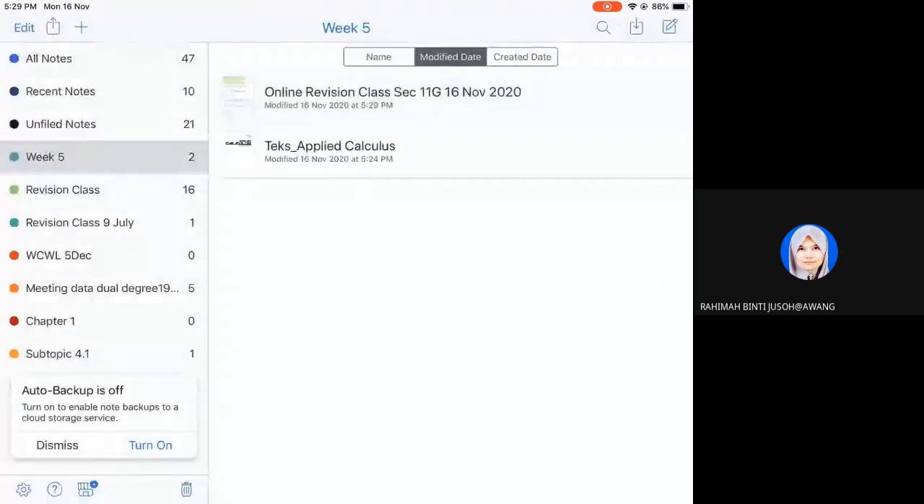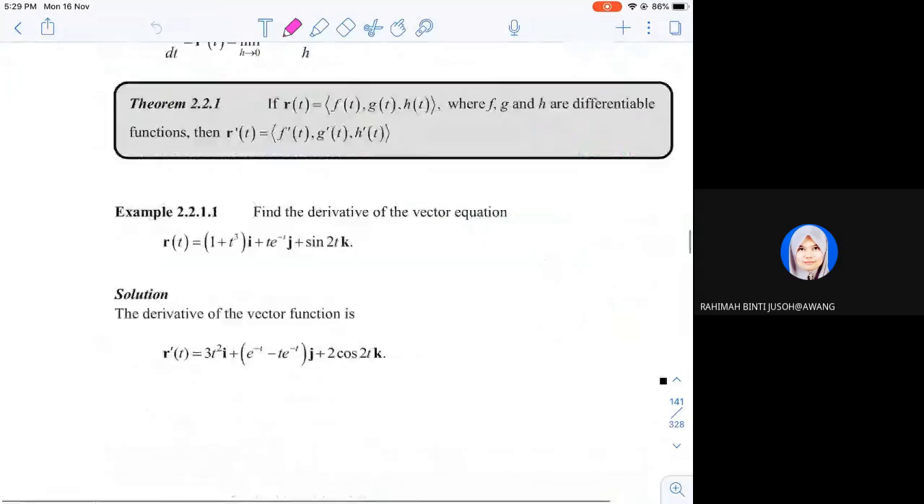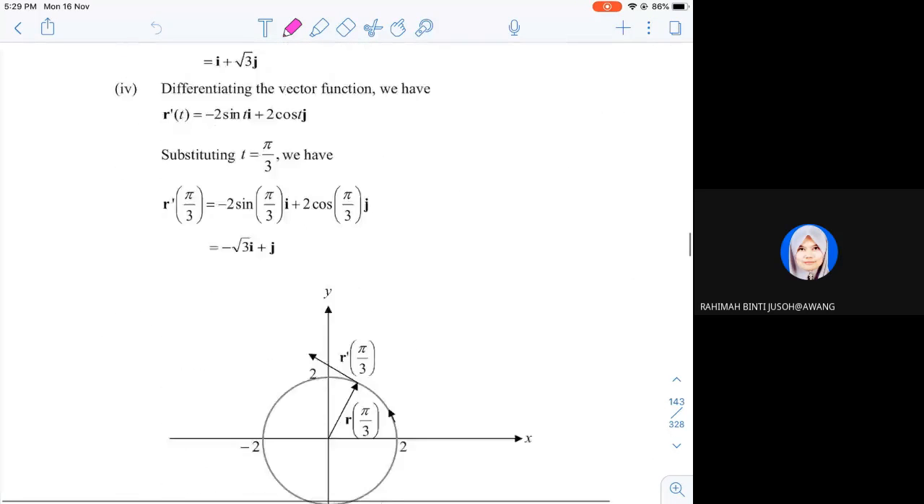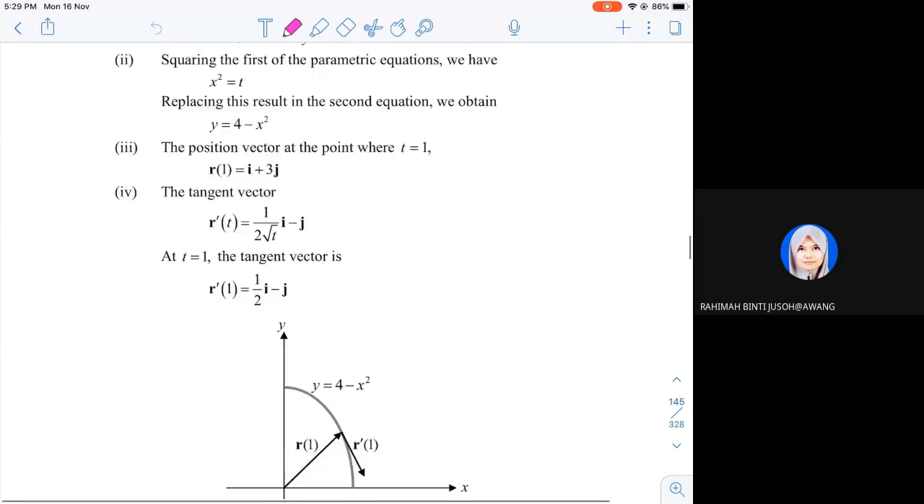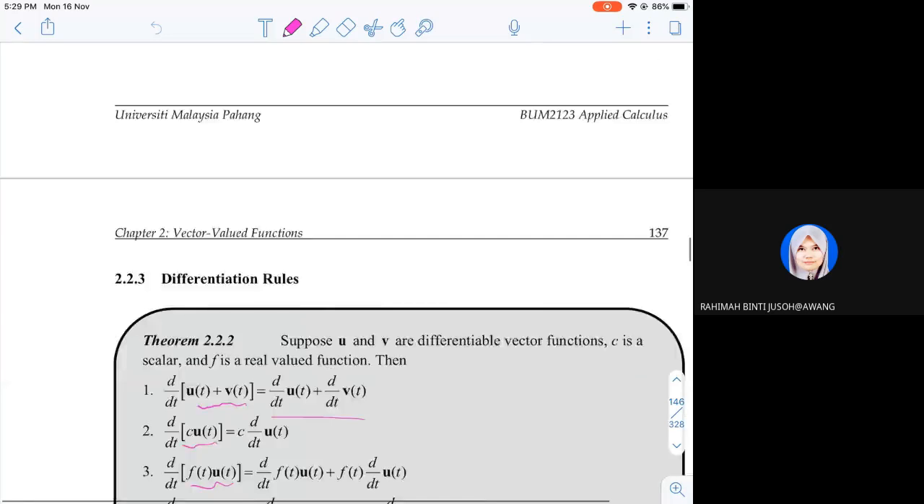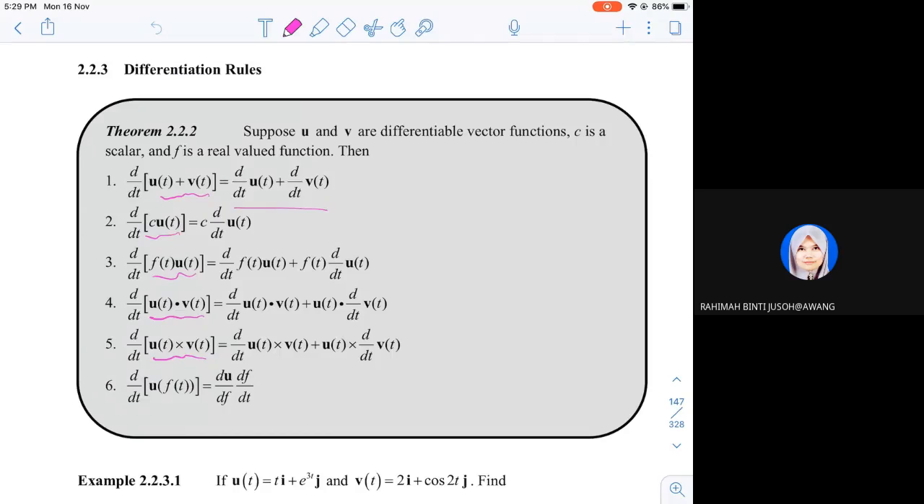Okay, so next, what are we going to learn? Derivative. Oh, sketch the tangent vector. Okay, later I will teach sketching the tangent vector step by step. But first, look here.